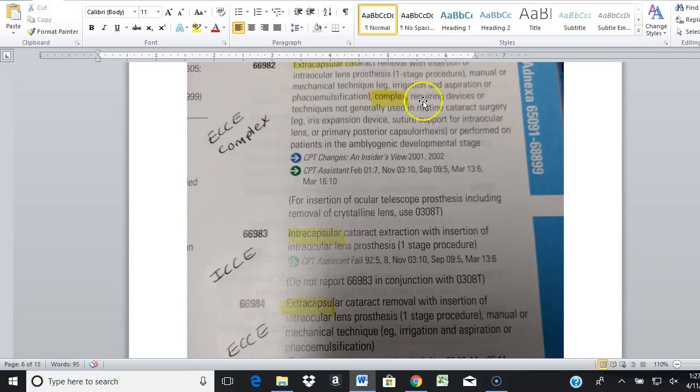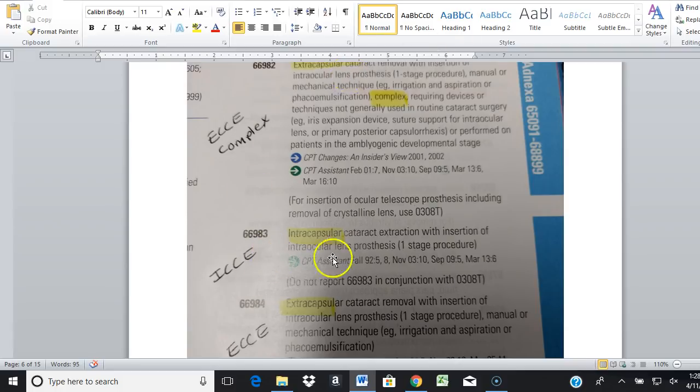Okay, so for 66982, they need to be talking about something that is much more complex. For instance, irrigation, aspiration, phacoemulsification, using devices not generally used in routine cataract surgery, like an iris expansion device, suture support. So again, this is a big part of it. The most common code that you're going to see between these two is going to be the 66984, the cataract removal with insertion. However, again, how does the surgeon describe the complexity of these issues?